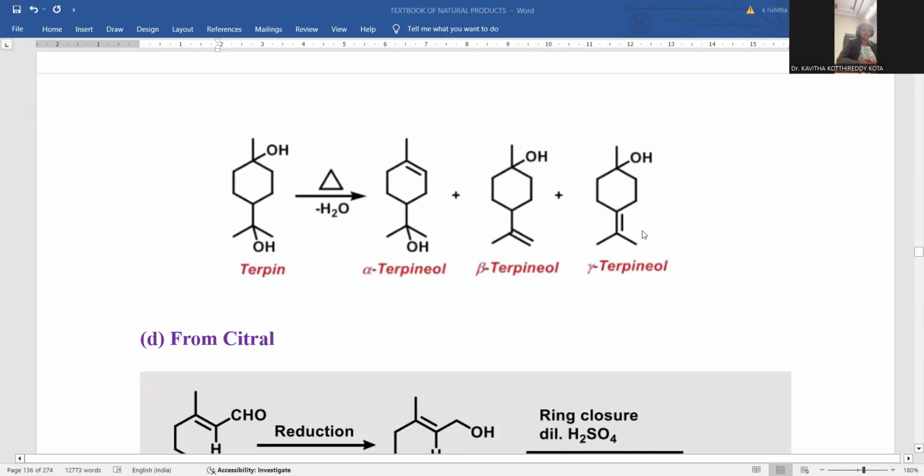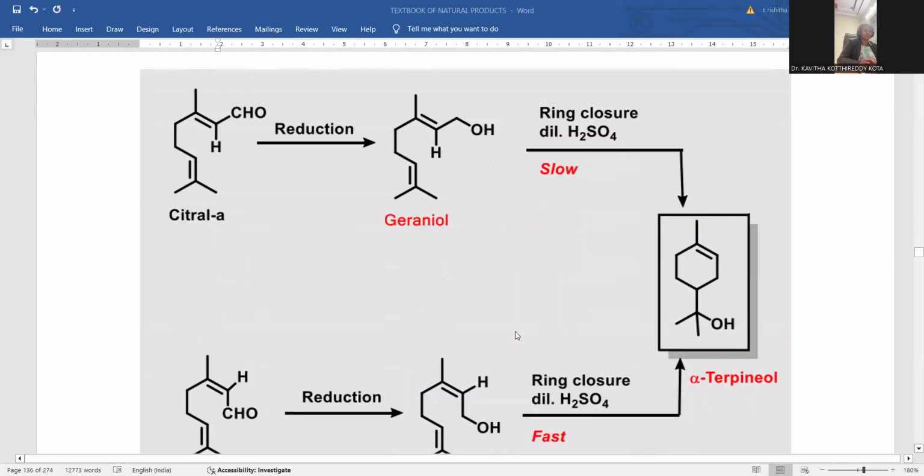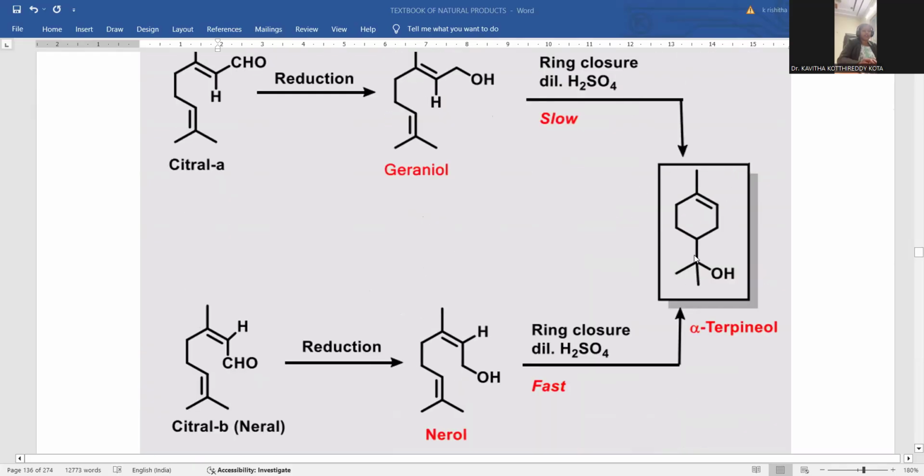Whenever this kind of provision for large scale synthesis is possible, you can go for column chromatography, or else separating funnel separation methods will be there. Fractional distillation you can apply in order to separate the mixture. So this is the way industrial scale alpha terpineol is possible. Even citral is a starting material in order to synthesize this alpha terpineol as the final product.